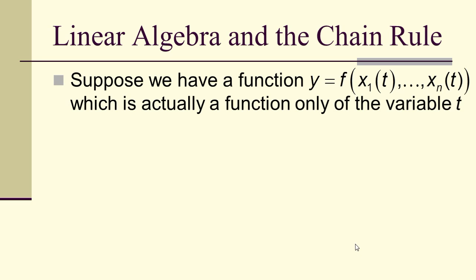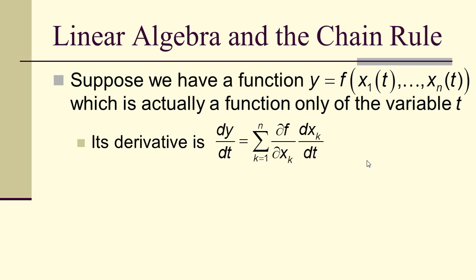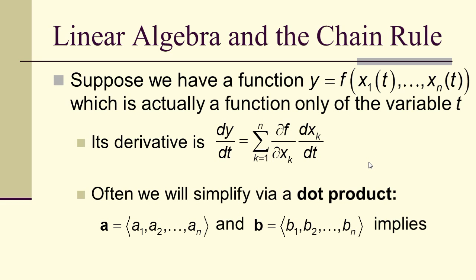So suppose we have a function y equals f of x1 up to xn, where each of the x sub j's are functions of t. Well, then actually y is a function of t. Its derivative, using the chain rule, dy/dt, is the sum from k equals 1 to n of the partial of f with respect to x sub k times the derivative of x sub k with respect to t. That looks like the chain rule.